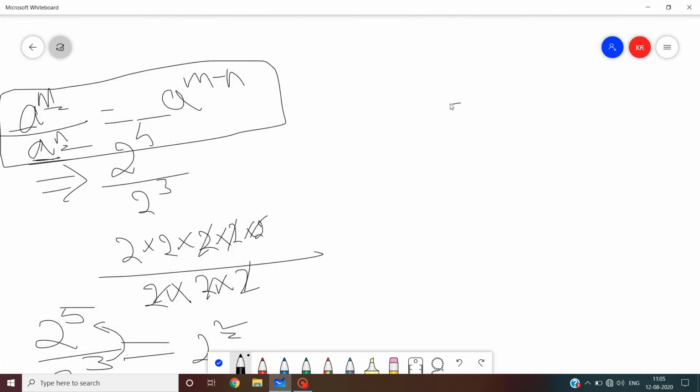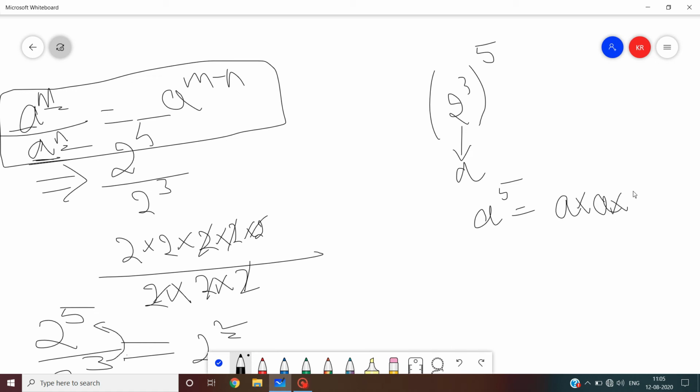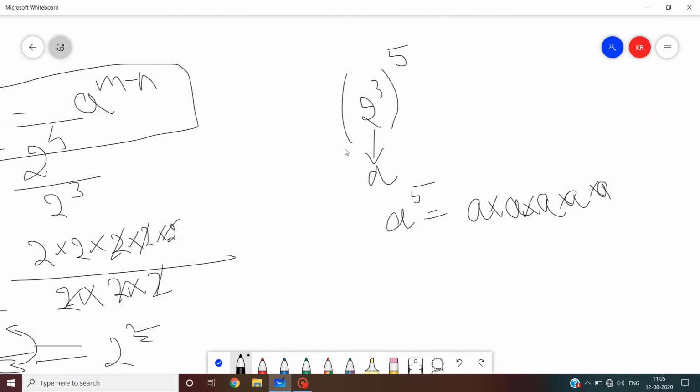Next, let me say I have 2 power 3 and wholly I have another power of 5. So consider taking it as a. So I am having here a power 5, right? So I can make it a into a into a into a into a. But I have a as 2 power 3, right? So again 2 power 3 into 2 power 3 into 2 power 3, same and same.